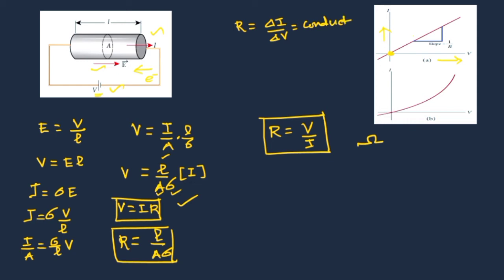When you take the reciprocal of the slope, this slope is not R, slope will be equal to delta I by delta V. So if you take 1 by slope, it will give you the resistance, that is delta V by delta I, because R equal to V by I. What is the next diagram? Next diagram is not a linear variation, it is a non-linear variation.